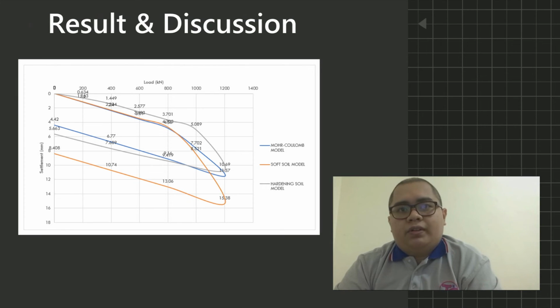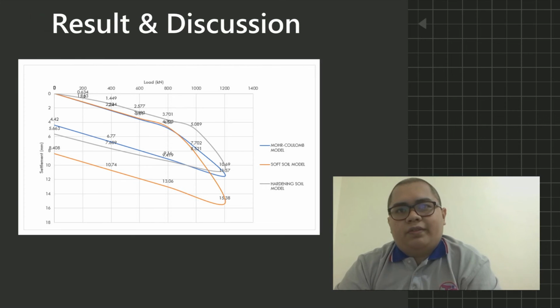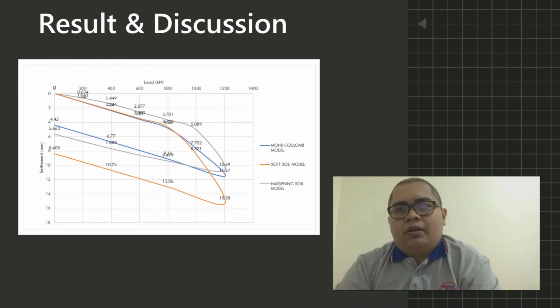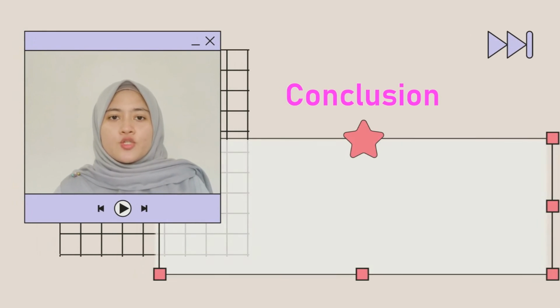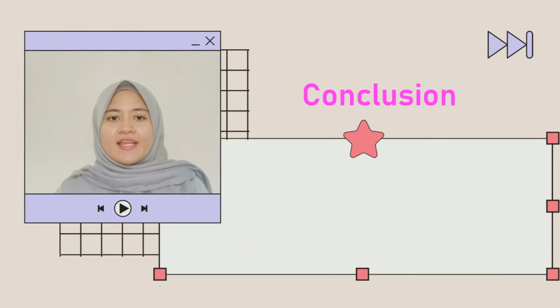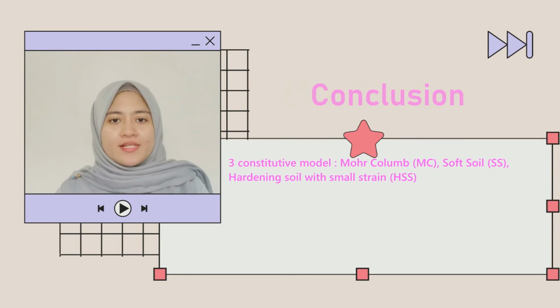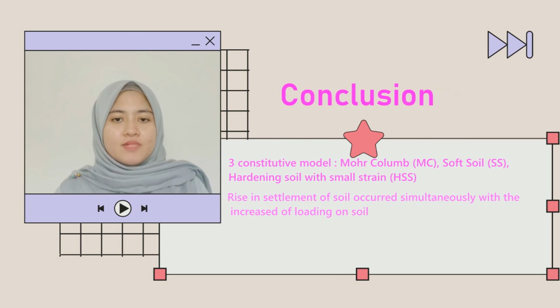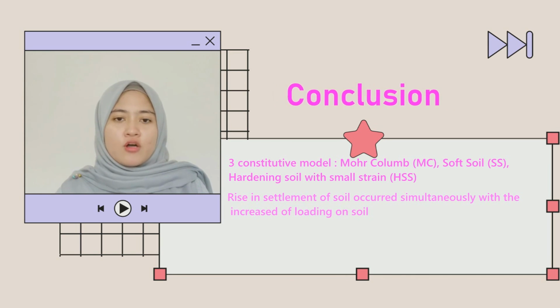After considering the results of the three types of model, it is possible to conclude that hardening soil with small strain stiffness is the most efficient and suitable soil model to utilize in the static load test pile. For the conclusion, a numerical analysis model was conducted to analyze the difference in soil settlement between three proposed constitutive models, which are Mohr-Coulomb, soft soil, and hardening soil, using Plaxis 2D software. According to the results obtained, the rise in settlement of soil occurs simultaneously with the increase in the amount of loading imposed on soil.